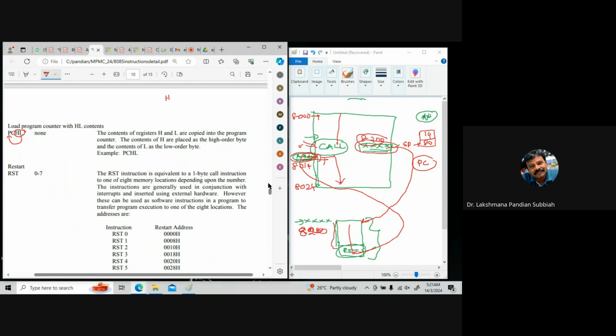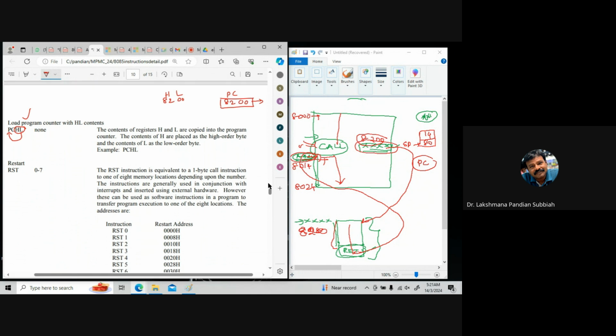Suppose the HL register content is 8200. Now PC is having something. If you execute this instruction, then the HL pair content is going to be copied here, 8200. Then automatically the next instruction execution goes to that 8200. Program counter is actually the next instruction execution address.